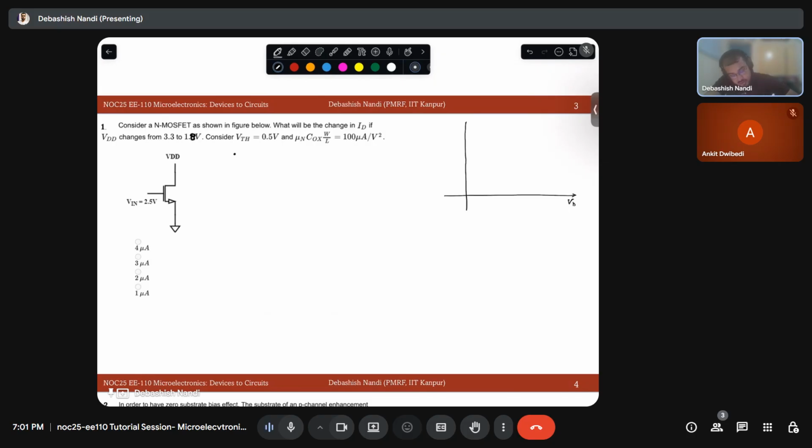If we plot ID versus VDS for an N-channel MOSFET, I will get something like this, right? This is the voltage below which you are in the linear region, and beyond it is saturation.